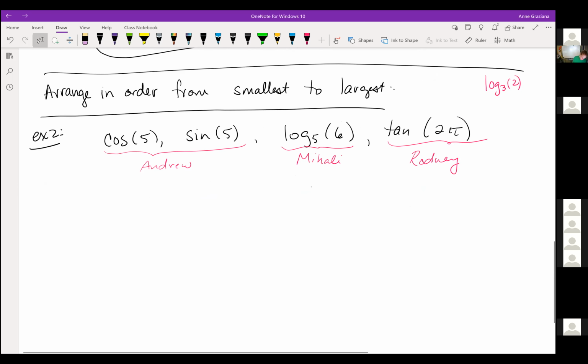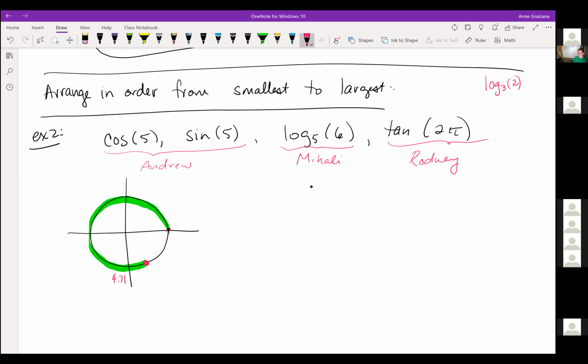Walk me through this. So cosine of 5 would be 5 miles. Yep. So you want to tell me where to stop? Yeah. Stop. Good. Okay, so this is about 5 miles. Remember, this is 4.71. That's why it's important to just know those numbers, okay?